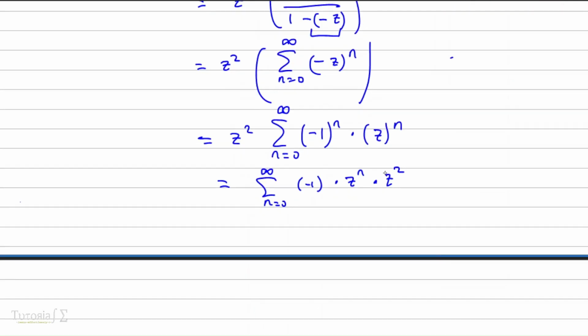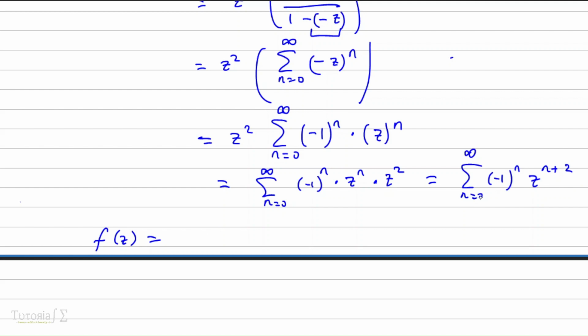Okay, now since we have the same bases, the powers can sum, so this is the sum from 0 to infinity of negative 1 to the power n, then z to the power n plus 2. Now they ask for the expansion, so to expand that, we'll just start substituting values for n equals 0, n equals 1, n equals 2, n equals 3, and so on and so forth.